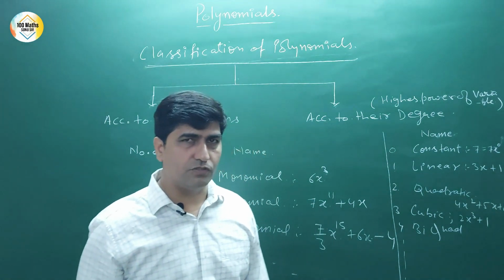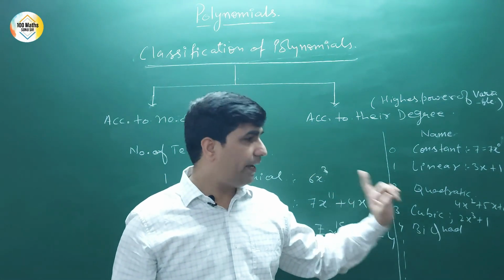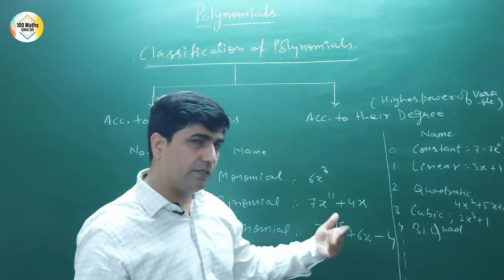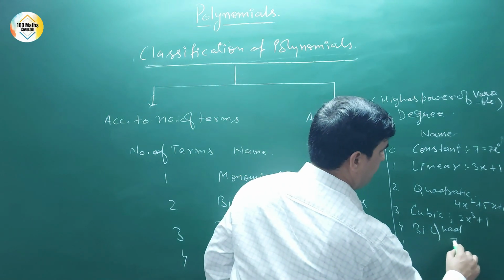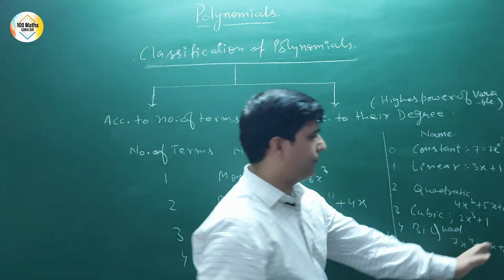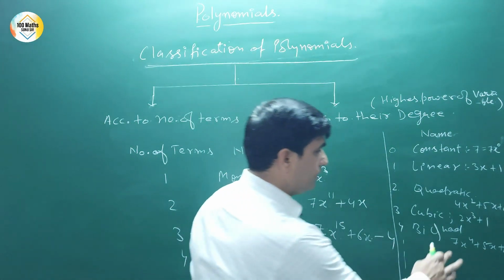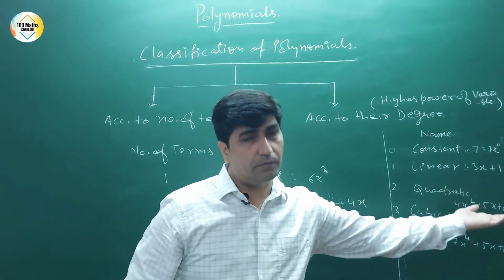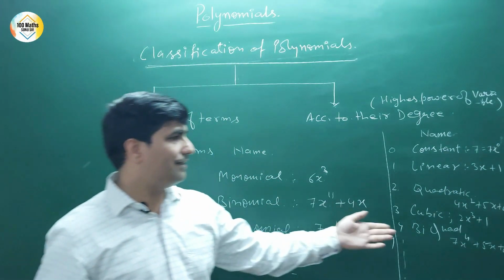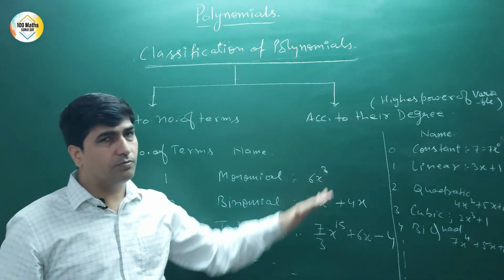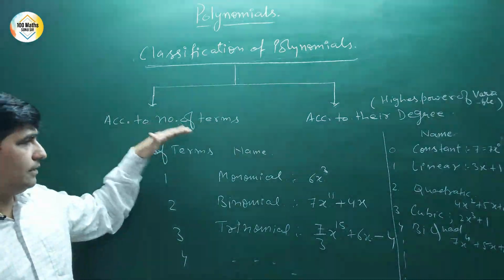You can take 3 terms, you can take 4 terms, but the highest power of the variable should be 3 in a cubic polynomial. By quadratic, you can create 4, right? 7x raised to power 4 plus 5x plus 6, anything, right? But you have to follow this rule that the highest power of the variable should be 4, not above this, right? Other terms can contain less than this. Fine. So this is the classification of polynomials according to their number of terms and according to their degrees.